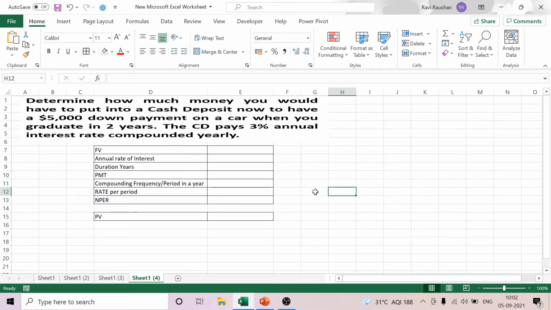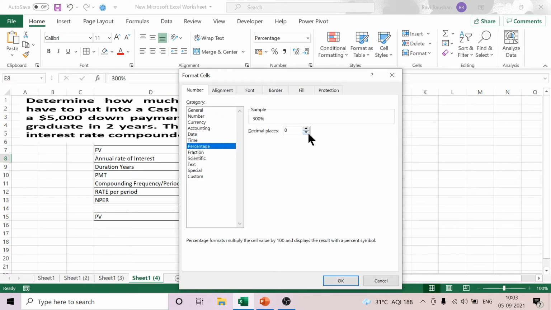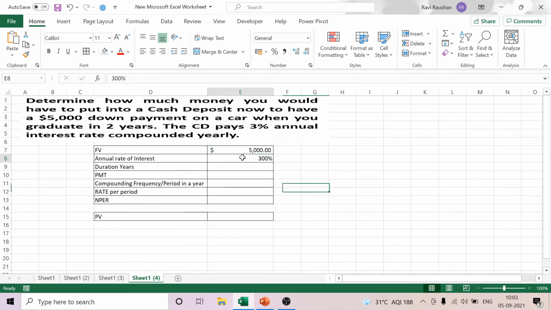All right. So if I study it carefully, you want 5,000 at the end of the period. So that should be your future value. Right. And that's an inflow that you are talking about. Annual rate of interest is 3%. So you type 3% here and you convert it to percentage. Right, so it is giving you something garbage from itself. Let us go to the percentage, make 0. Okay, I delete it, then I put 3, so I get 3%.